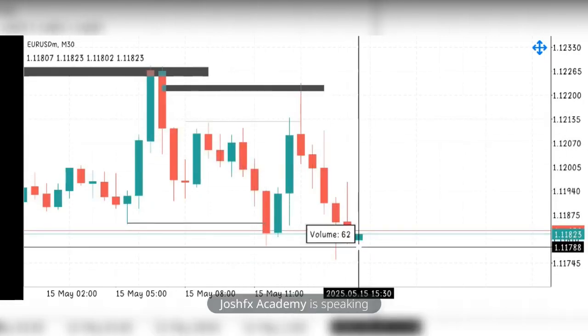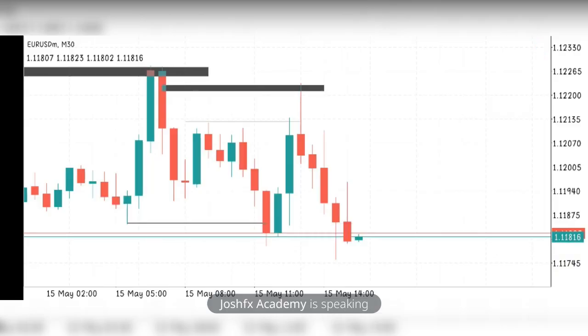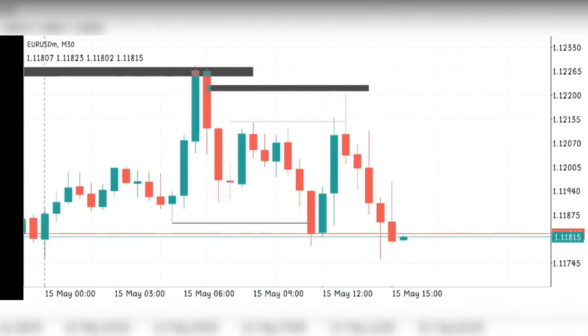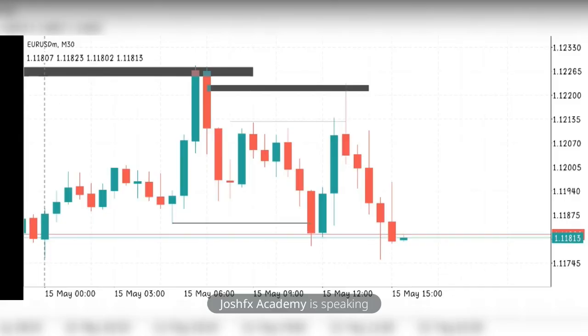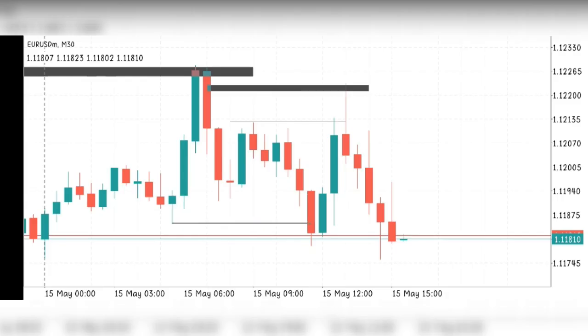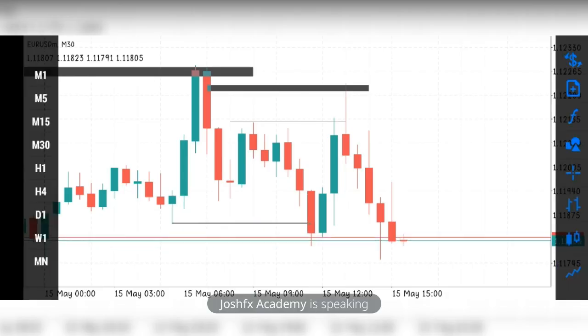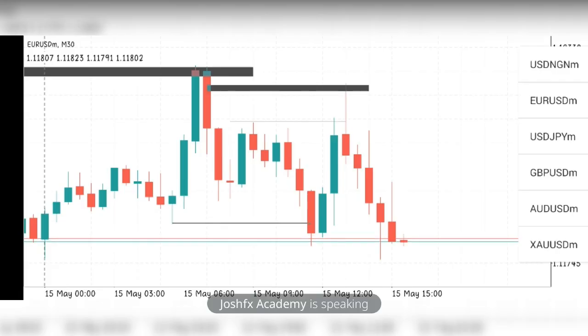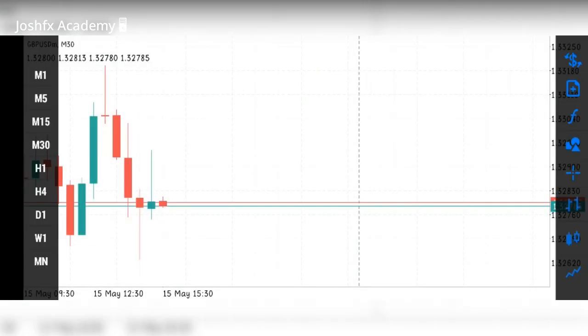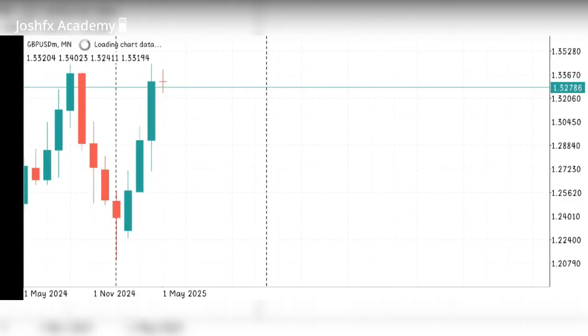So now, what we should be waiting for again is a kind of break of structure again. Then after the break of structure, we wait for a pullback, then we enter again. So now, this is Euro USD. Let's check GBP USD. GBP USD. Let's go to our monthly time frame.